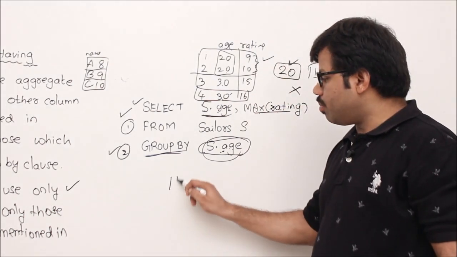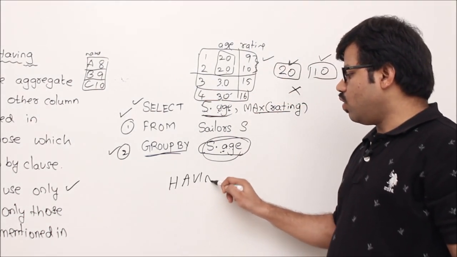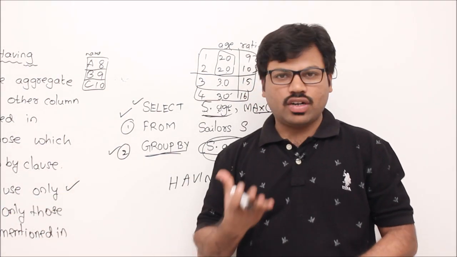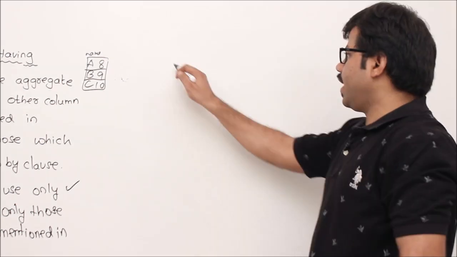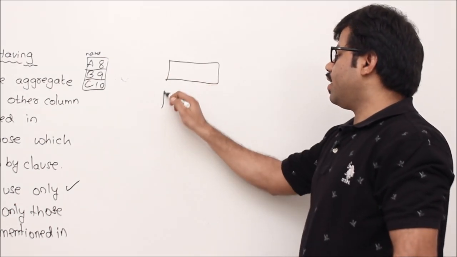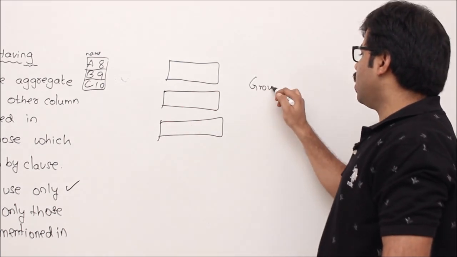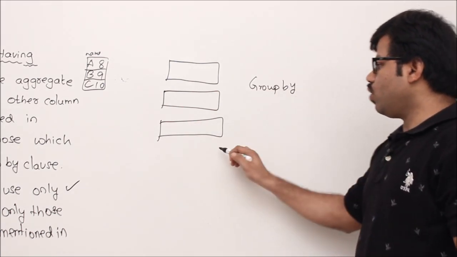Generally, what is the purpose of having? If you understand that, then only can we understand the related rule. Before going to the rule, first we try to understand the purpose of having. For example, you have a table, and when you write group by class, what happens? Then your table will be separated into groups, right?